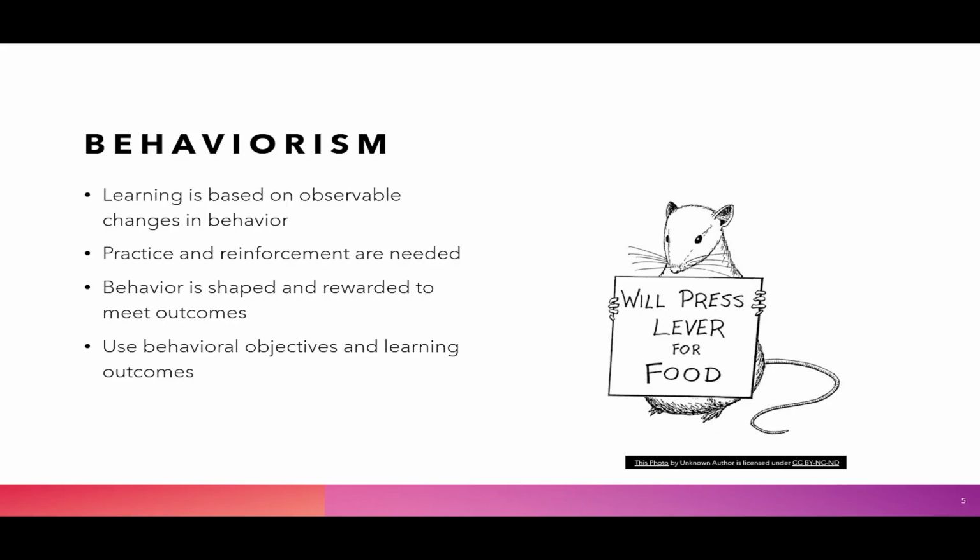The first learning theory we will review is behaviorism. Learning is based on observable changes in behavior. For students to achieve the change in behavior, they need practice and reinforcement. Behavior is shaped and rewarded to achieve desired outcomes. Behavioral objectives and learning outcomes should be used to assess the student's progression. Students that receive feedback on their progress are more likely to succeed on their final exams. The behavior should be observable and measured.